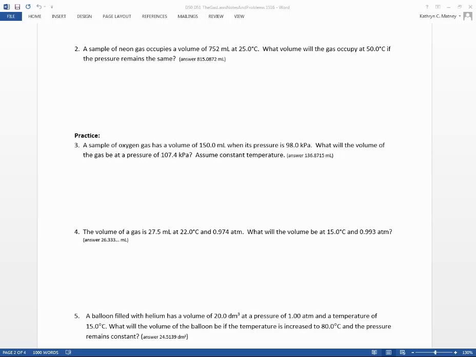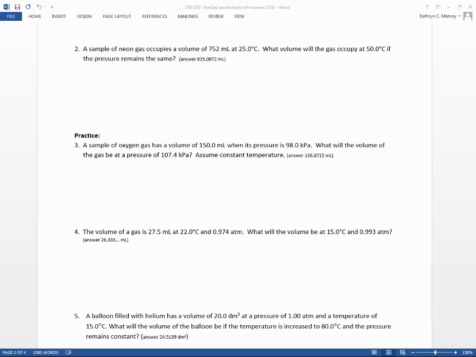Anybody know the reason we have to convert it into Kelvin? Anybody know why? There's a reason. I'm just because.